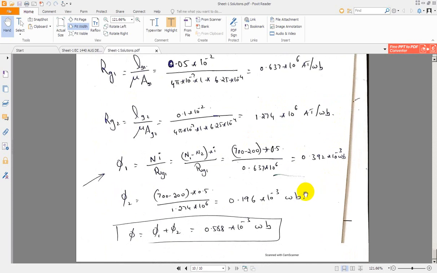With this we have completed sheet 1. If you have doubts, you can discuss them in the class.